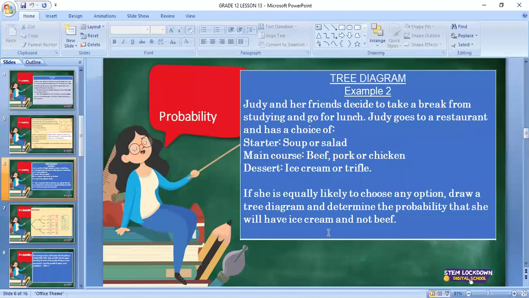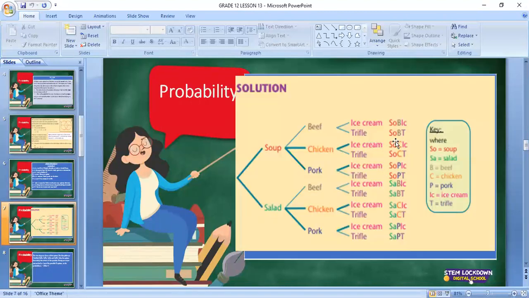So what is the probability that she will have an ice cream and not beef? So how do we do that? Out of our total outcomes, these are our outcomes. How many ice creams do we have? 1, 2, 3, 4, 5, 6. So we have a total of 6 ice creams.